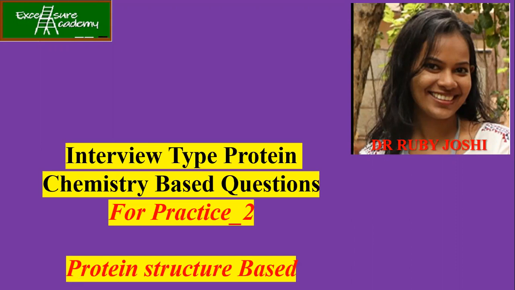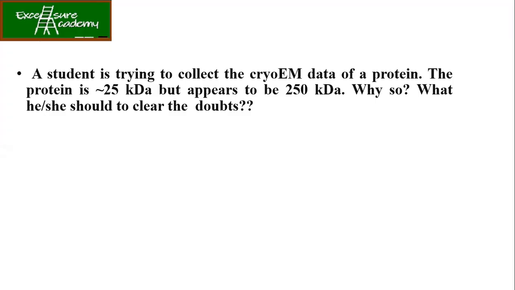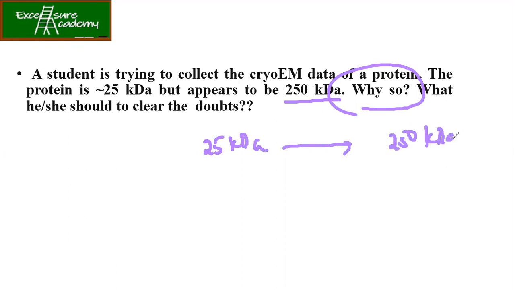So I have got a very interesting question for you guys, which is a part of biochemistry. This is based on protein structure and it is very simple, but you need to give your best. The question is, there's a student who is trying to collect the cryo-EM data. EM stands for electron microscope. The protein given is 25 kilodalton, but it appears to be 250 kilodalton whenever the data has been taken. So why is this happening? It's 25 kilodalton, but it is appearing to be 250 kilodaltons. So what should he or she do to clear the doubts?